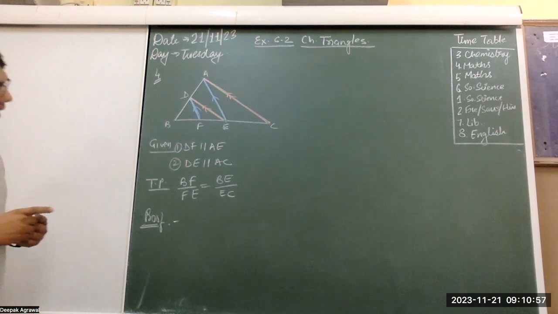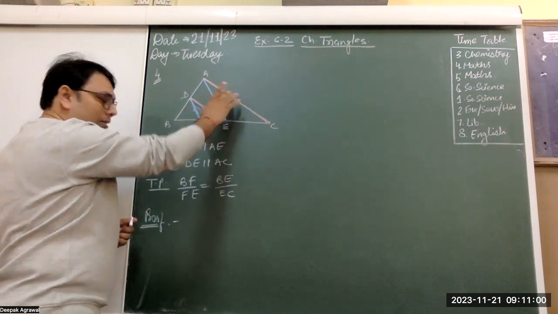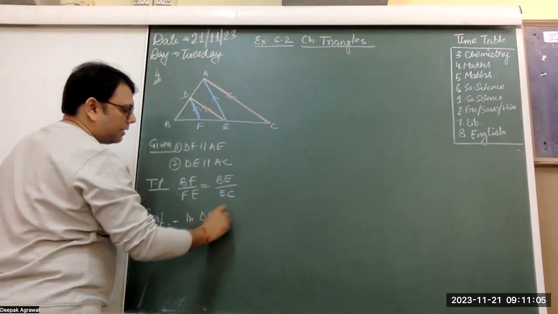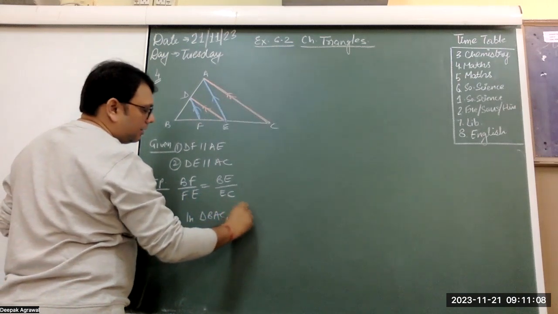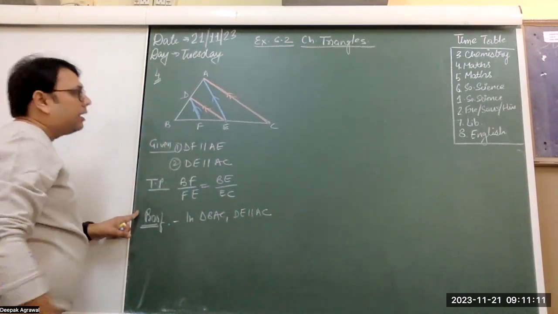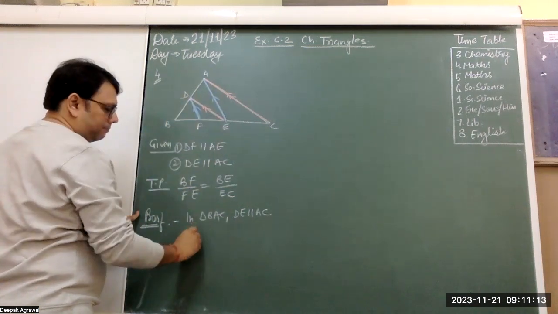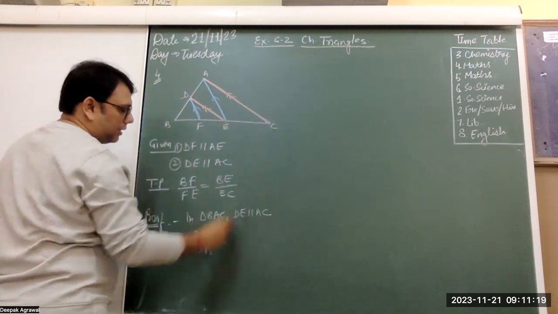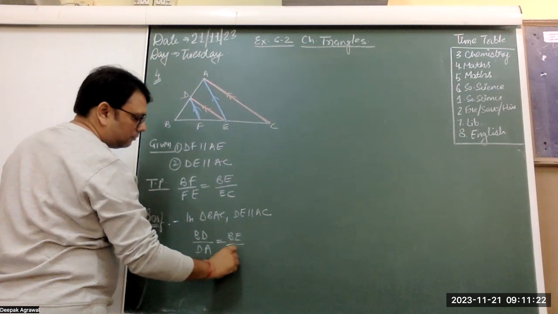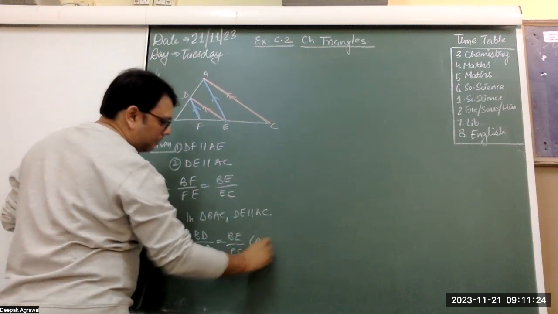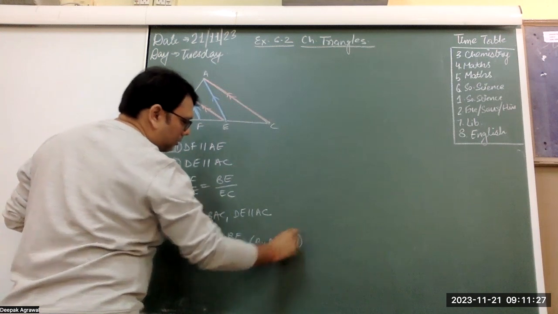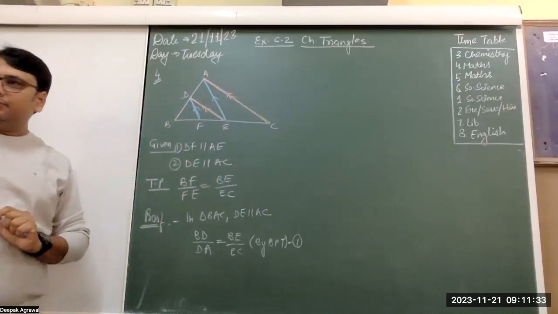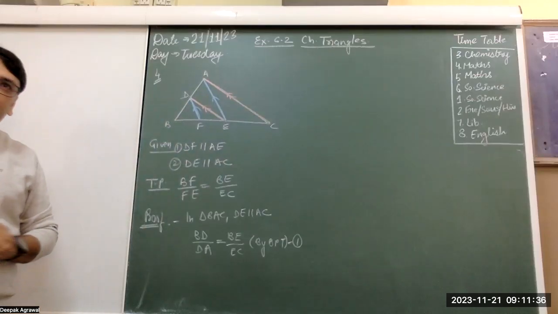Am I right? So the first triangle, if I consider these two pink lines, is triangle BAC. In triangle BAC, where BE is parallel to AC, if I apply BPT, BD upon DA, in basic format, will be equals to BE upon EC by BPT. Number 1.